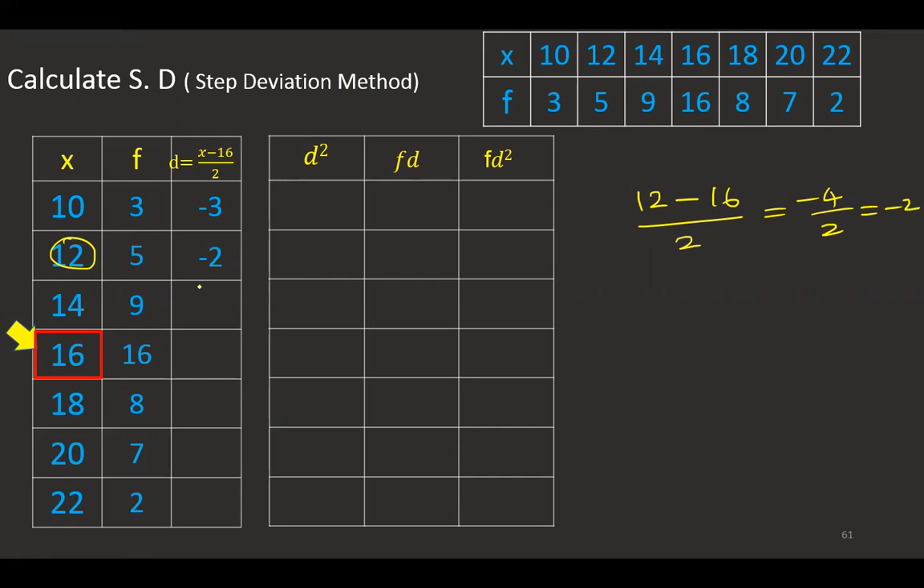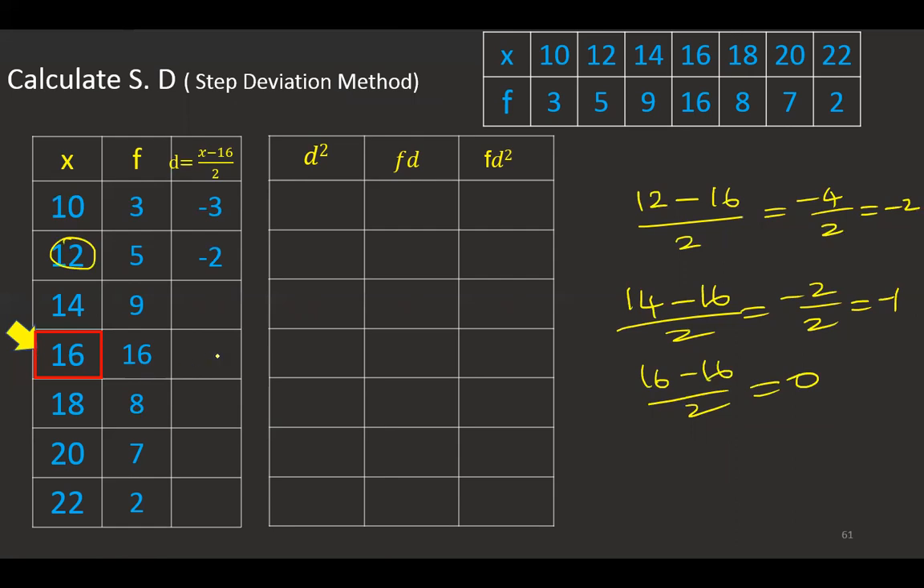Now similarly for all the other values I'm going to calculate. When you calculate for 14, it is 14 minus 16 by 2, which gives you minus 2 by 2, which is minus 1, etc. Now 16 minus 16 by 2 will give 0, etc. So you can watch the pattern here. It is easy. So 1, 2, 3. Similarly, down also it will come 1, 2, 3. Don't keep the sums in mind, all the sums will come at the same time.